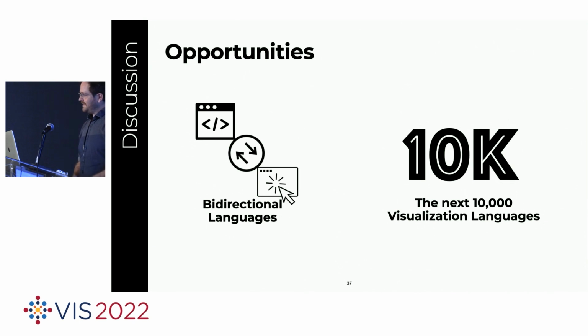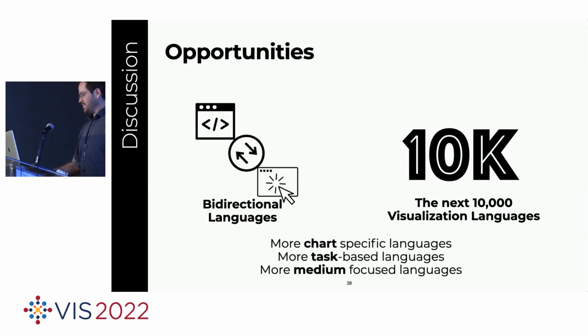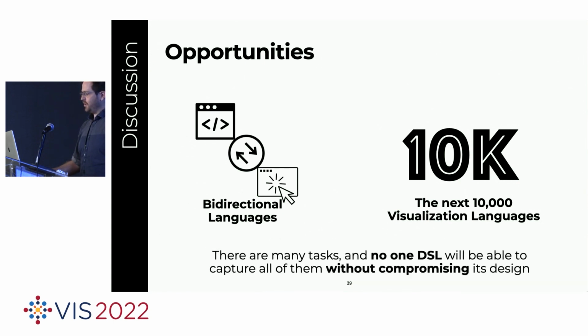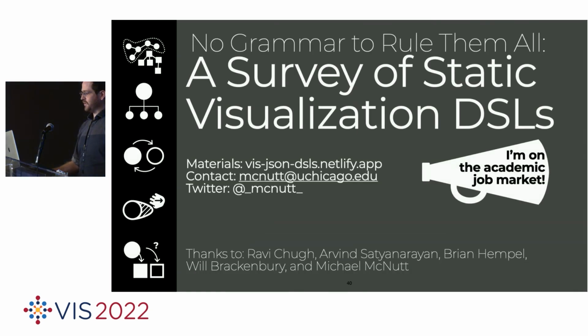If this project has demonstrated anything, it's that there will continue to be visualization languages developed. Some of them may even be in the JSON style. We believe that this is a positive trend and that there should be more such languages. More chart-specific languages, like for heat plots, Gantt charts, sets, or graphs. More task-specific languages, like for text analytics or for time series. More medium-specific languages, like a grammar of sonification. More languages that cover more specific data types, interactions, and just everything else. There are many tasks, and no one particular language will be able to capture all of them without compromising the utility of its design. That is, there will be no grammar to rule them all.